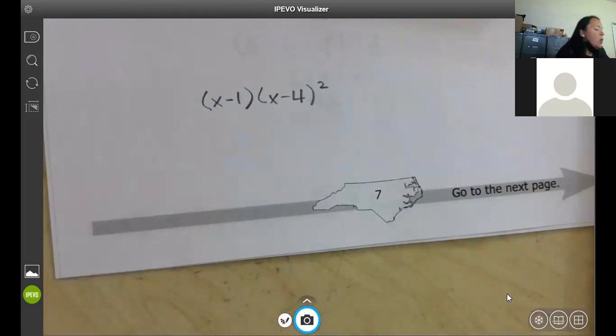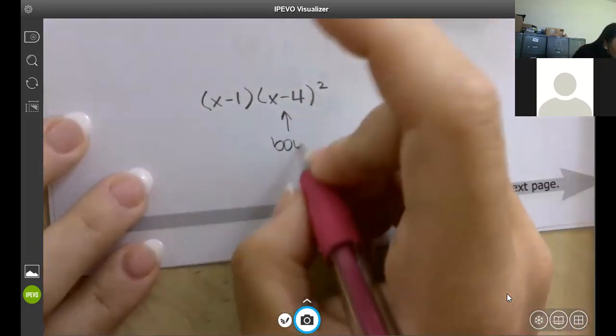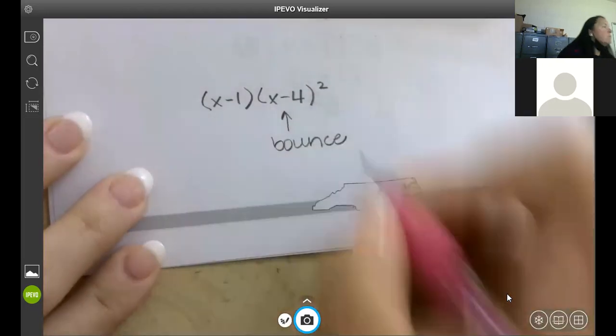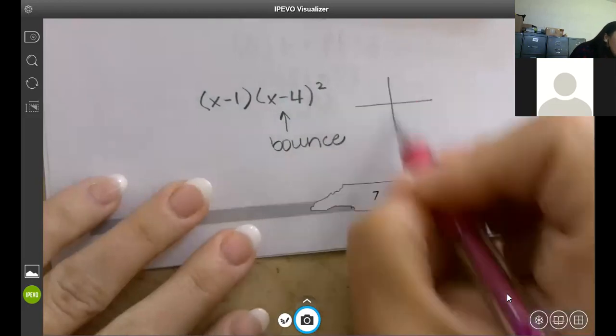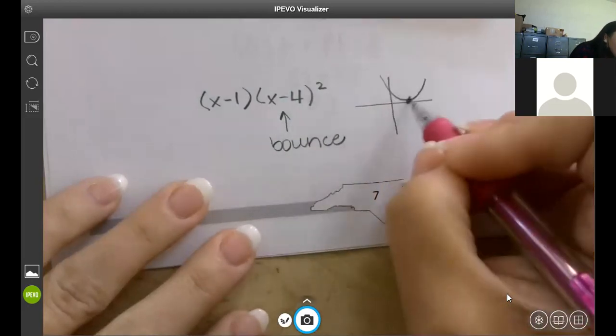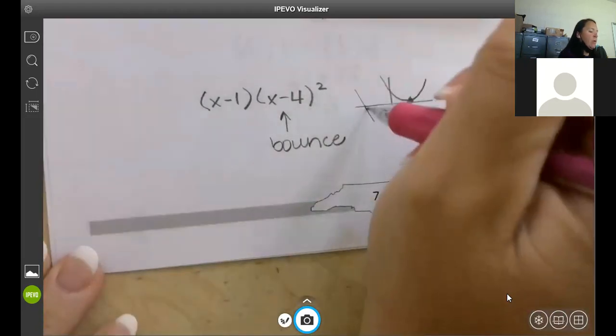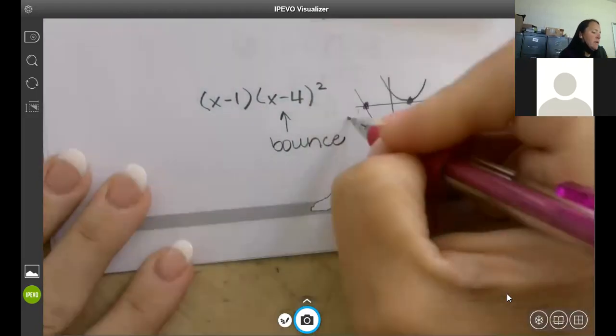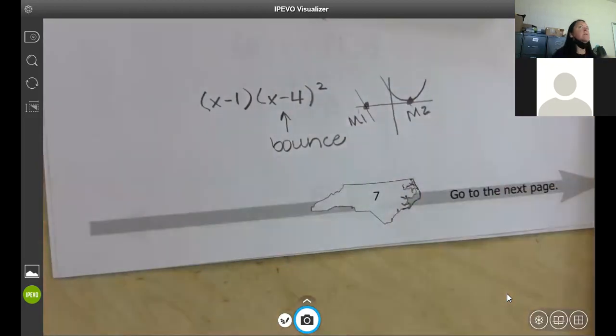So it happens twice. What this causes in the graph is a bounce. You guys remember talking about those bounces. So it would look like your graph would come here and just touch once. If it's a multiplicity of 1, it goes through it. Okay, so that's a multiplicity of 1. This is a multiplicity of 2 or 4 or 6 or whatever it is. Okay.